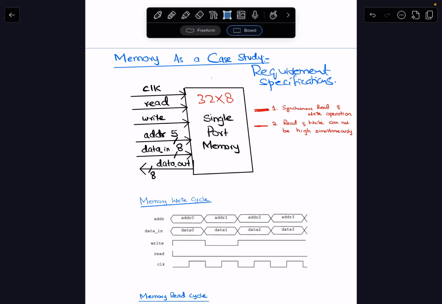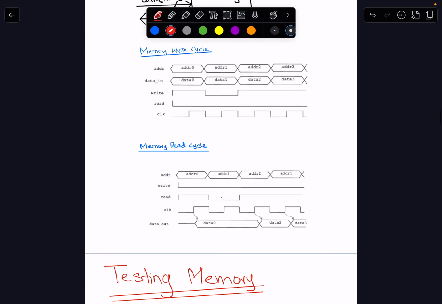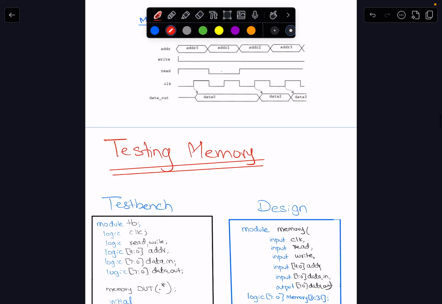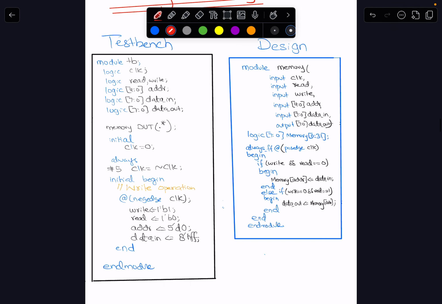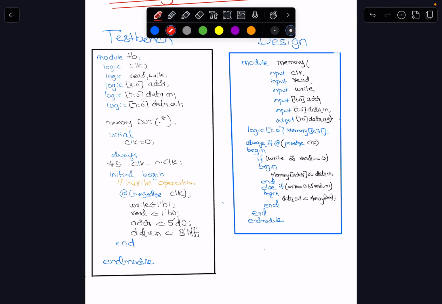So this is the requirement specification for a single port memory. Basically we require a 32x8 single port memory, and it has to be a synchronous memory. This is the first requirement. The second requirement is that since it is a single port, both read and write cannot be high simultaneously. And we discussed the timing diagram, the write cycle and the read cycle, and how the RTL engineers describe the design in RTL.